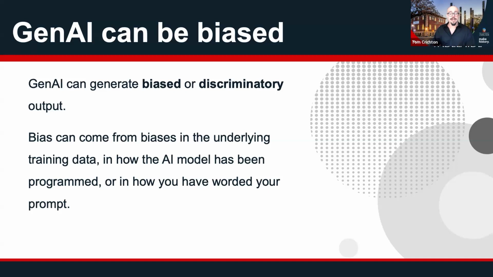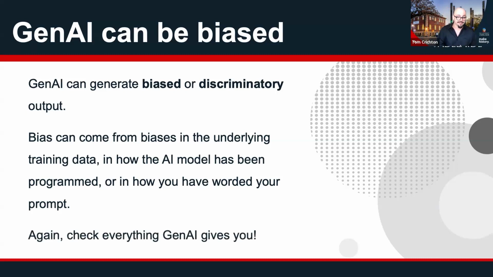So that bias can come from bias in the underlying training data. It can come from how the AI model has been programmed, or in how you have worded your prompt. Perhaps there is some unseen bias in the prompt that you've created that has actually created a context for it to create a biased output. So again, you need to check everything that Gen AI gives you.